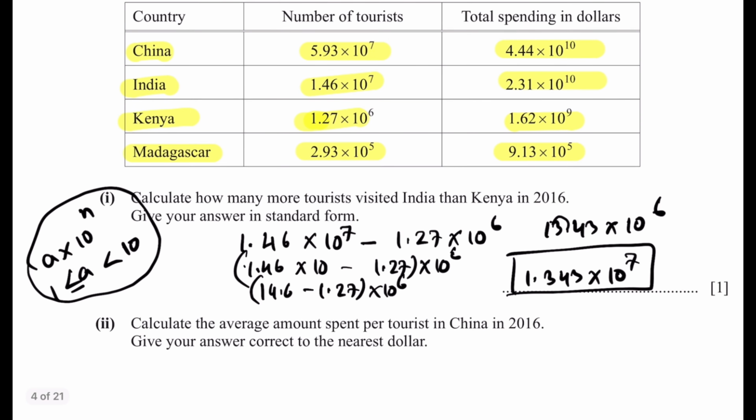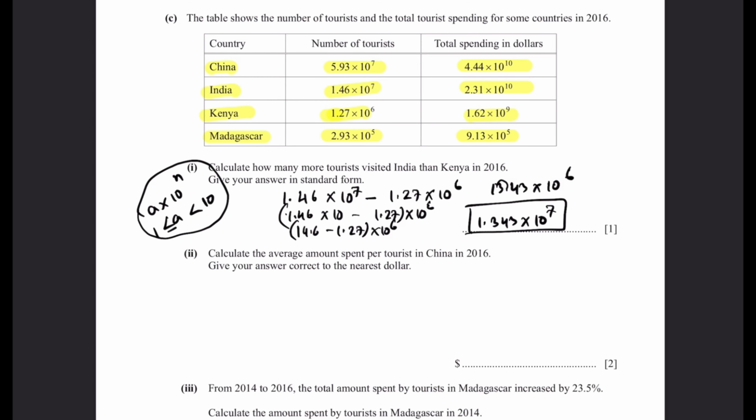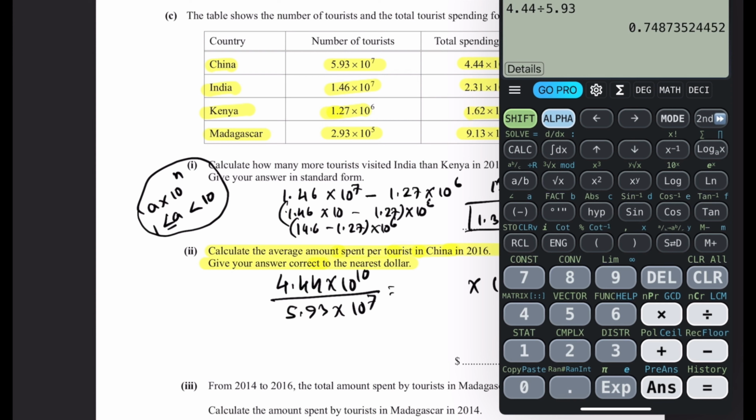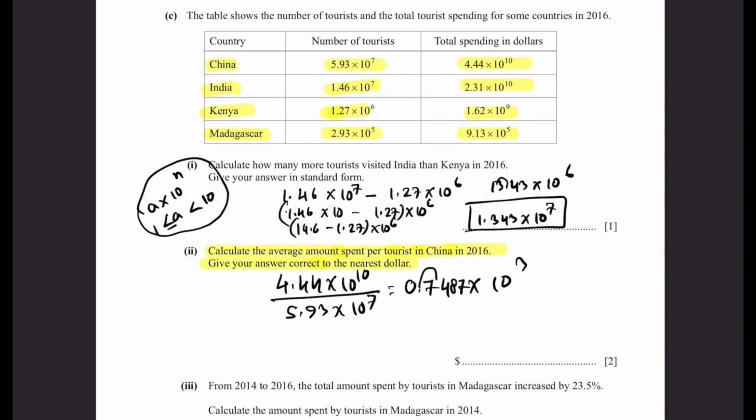Now calculate the average amount spent per tourist in China. We are going to divide 4.44 times 10 to the power 10 by 5.93 times 10 to the power 7. If we simplify this, we first have 10 to the power 3, then 4.44 divided by 5.93, which is 0.7487.